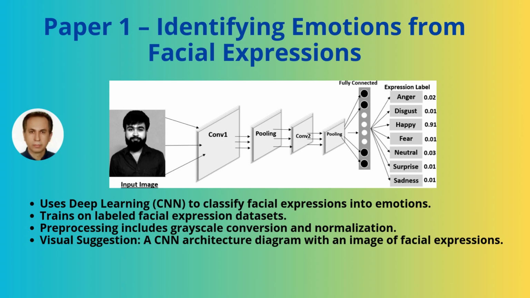The first paper focuses on detecting emotions from facial expressions using deep learning. It employs convolutional neural networks, or CNNs, which are well suited for image analysis. The model is trained on large datasets of facial expressions, allowing it to learn patterns associated with different emotions. Preprocessing steps like grayscale conversion and normalization improve the model's accuracy.